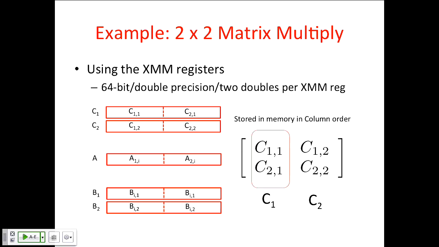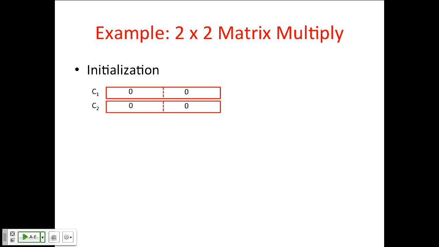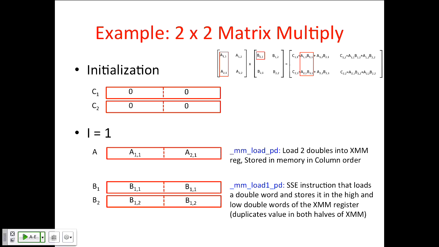Let's assume they're stored in memory in column order, so these two are next to each other in memory, and these two are next to each other in memory, like this. We have A and B. This part of the A matrix goes in this register. First we'll initialize the destination to zero. And then we will use an _mm_load_pd to load two doubles into this register. So we're going to load these two elements from A into the register.